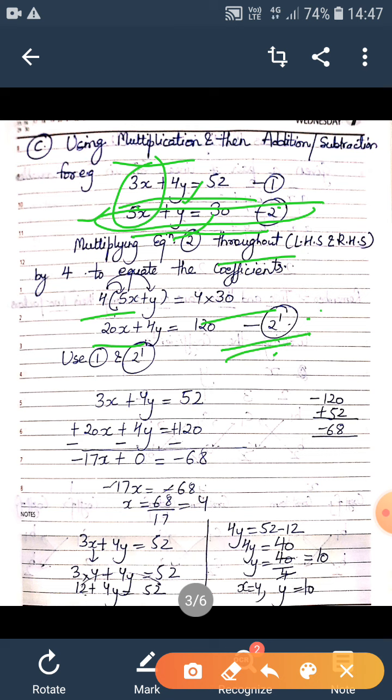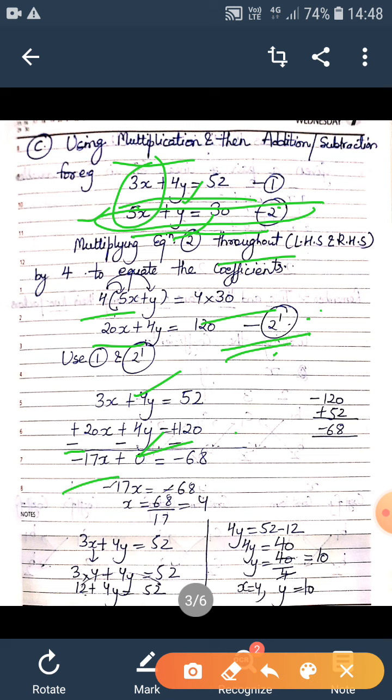So now taking the first equation, 3x plus 4y equals 52, and the second dash equation, that is 20x plus 4y equals 120. Now the coefficients are the same, plus 4y and plus 4y. Adding will not eliminate any variable, so subtracting the second equation from the first and changing the signs, we can eliminate the variable y. So subtracting, plus 20x becomes minus 20x, plus 4y becomes minus 4y, and plus 120 becomes minus 120.